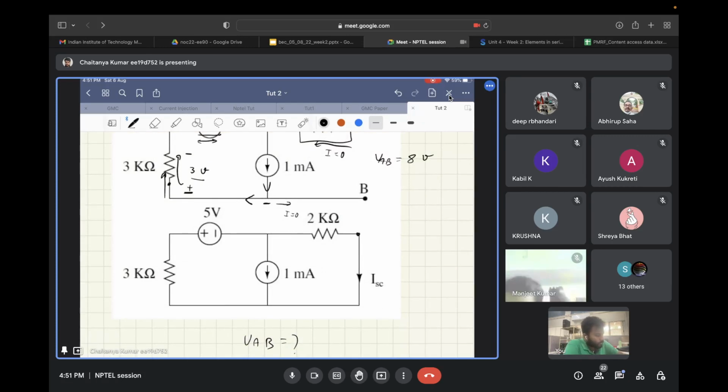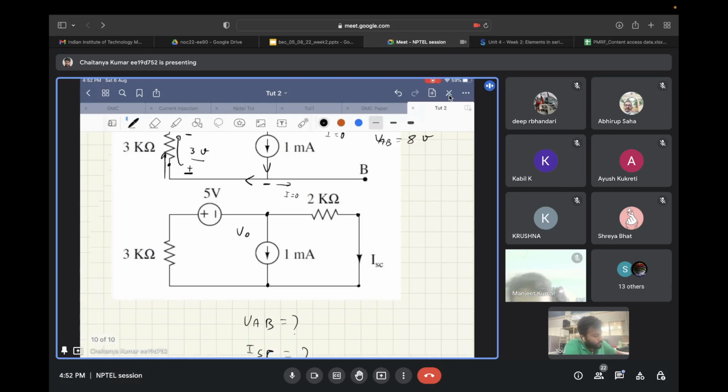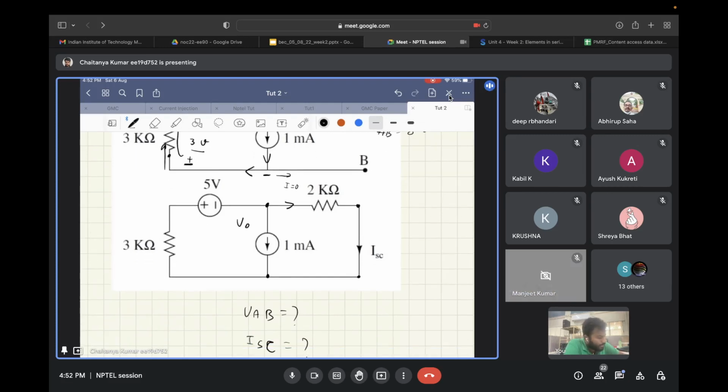So in this case, you need to apply again the KCL and KVL equations. What is the voltage developed across this node? Let's call this some V naught. So the current that will be flowing in this direction will be V naught divided by 2 kilo ohm. That will be the same current that is coming in this direction.